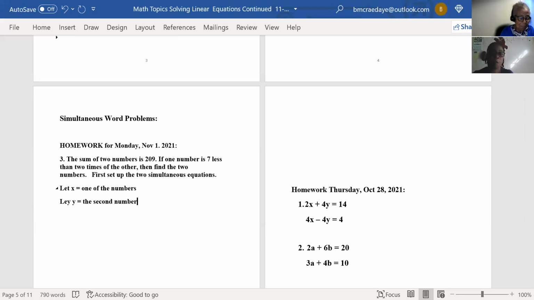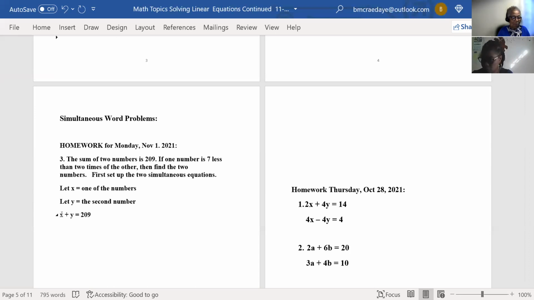How do we write, Vanessa, the sum of these two numbers equal 209? Sum means to add. That's right. So how would I write the sum of x and y is 209? x plus y equal to 209. That's it. Very good. That takes care of one of our simultaneous equations.